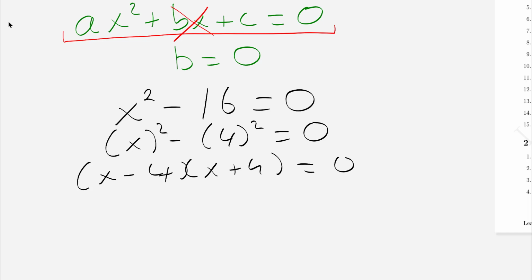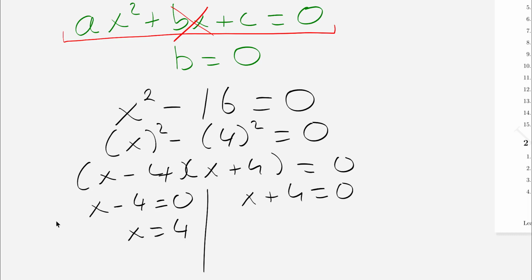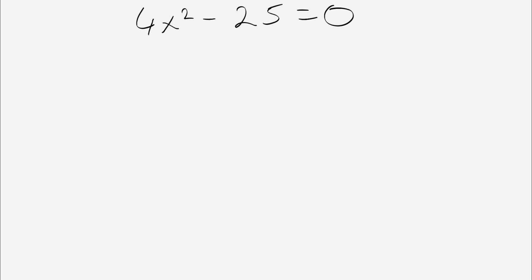using the difference of two squares factorizing rule. And then same again, if this bracket multiplied by this bracket is 0, that means either x minus 4 must be 0, or else x plus 4 must be 0. And then finishing this off, x will equal 4, or else x will equal minus 4. These are my two solutions in this case. We'll have a look at one more example here.